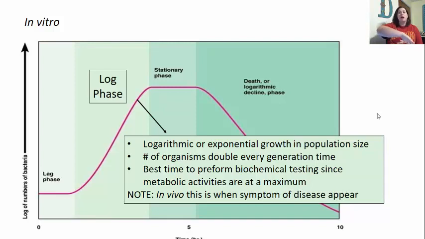And you can see in the chart that it has a huge spike in the growth of the population. The number of organisms can double every generation time. The best time to perform biochemical testing is during this time because all of the cells are very metabolically active. And a lot of these tests are looking at those metabolic components in order to create positive or negative tests. Note, in vivo, this is when symptoms of the disease would start to appear. So this is where the person, if they have contracted the disease, starts to show some of those symptoms, whether it's a fever, a cough, runny nose, things like that.